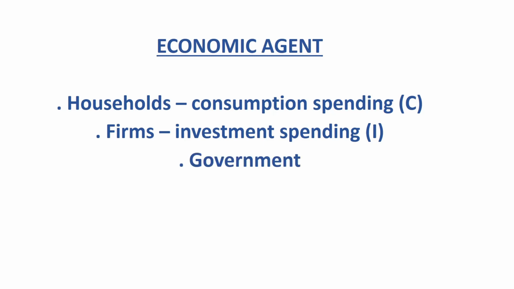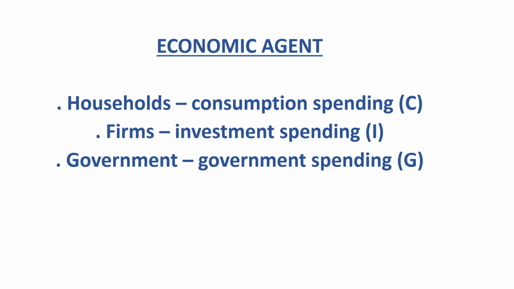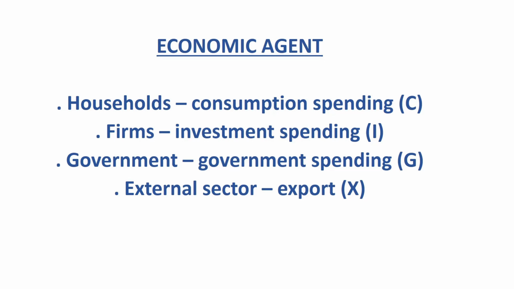Aside this, we also have government in the economy. And government also makes spending. And government spending here is denoted by J. Apart from household, firms, and government, there's also the external sector. Every economy doesn't exist on its own, but also trades and interacts with other economies. So what we're saying here is that foreigners enter into the domestic economy, buy goods and services, and export them. And that component of expenditure is called exports, and it is denoted by X.